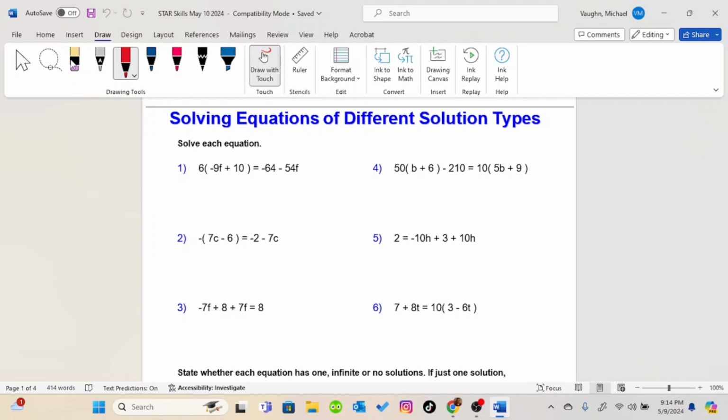So on number 1, our end goal is to end up with the variable f on one side and a number on the other. The first thing we're going to have to do is use the distributive property and multiply the 6 times everything inside the parentheses. So 6 times negative 9f would be negative 54f. And 6 times 10 would be 60.